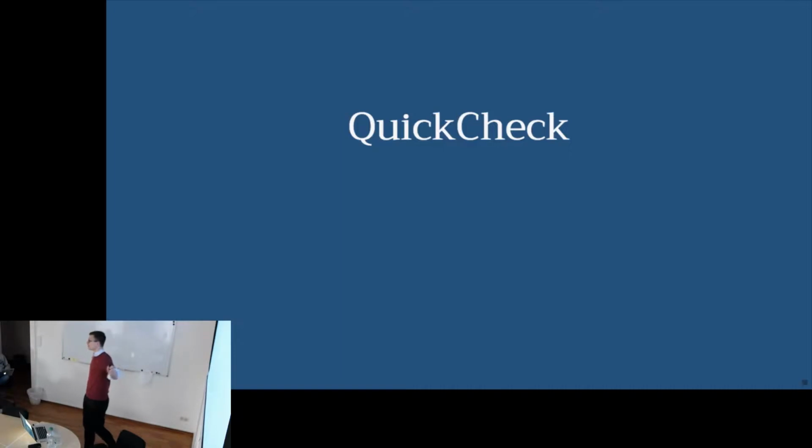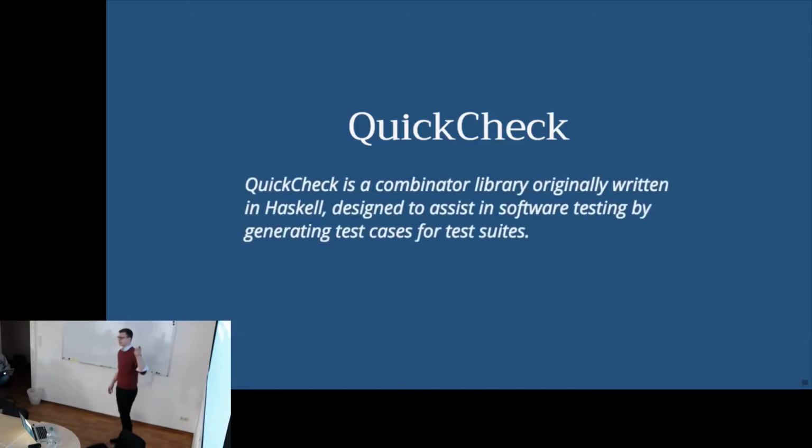Which is kind of a problem because if you look at the definition, it says QuickCheck is a combinatory library originally written in Haskell. Okay, so first of all, you don't need to know what a combinatory library is, and you don't even need to know what Haskell is for this talk, okay? But you need to understand it's assisting software testing, and then you can read this word, generating test cases. So we're not actually going to do code generation, but we are going to have a tool help us create and generate test input.